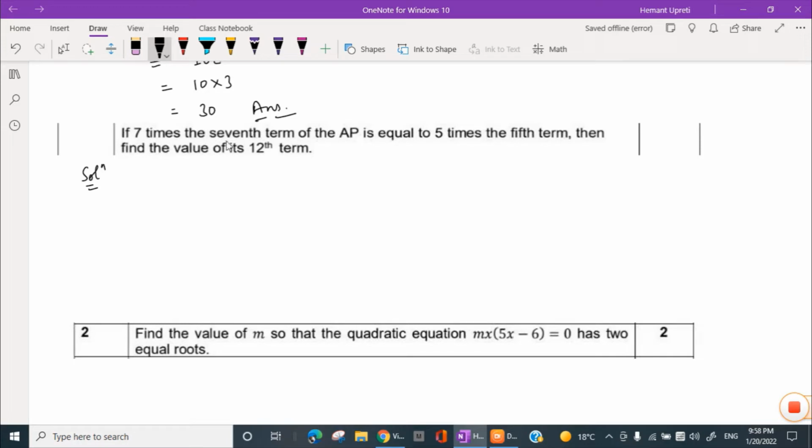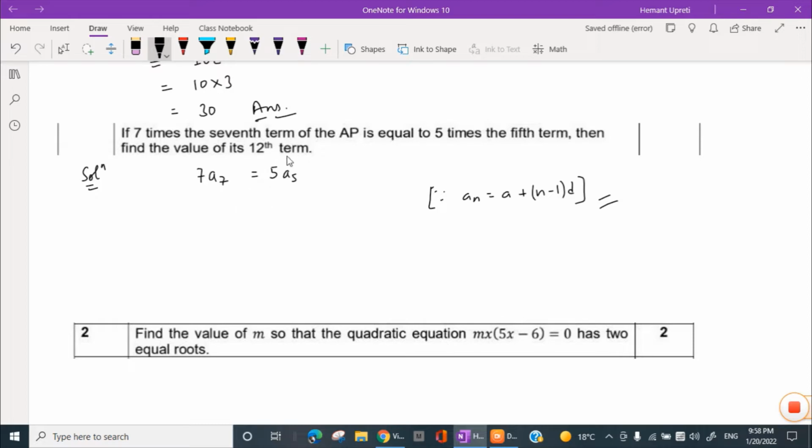If 7 times the 7th term of an AP is equal to 5 times the 5th term, then find the value of its 12th term. क्या दिया हुआ है कि 7th term का 7 टाइम करिए। 7 times of A7 is equal to 5 times the 5th term, that is A5. So you'll mention the formula here, you'll get the marks for this also, for writing the formula. If suppose your calculation goes wrong, at least you will get the mark for this one.